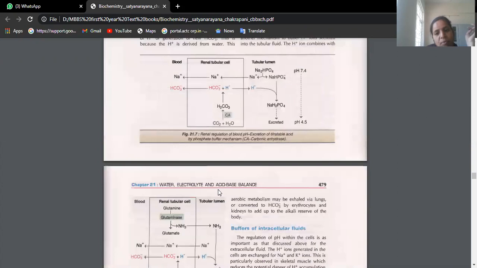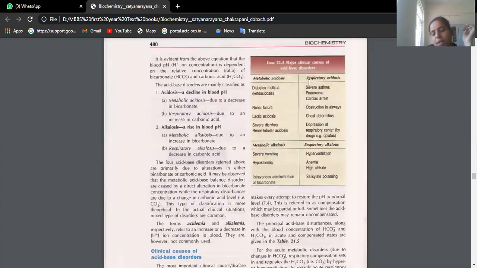I'll show you one flow chart here. See here, respiratory acidosis. What is happening? The acidosis is due to an increase in carbonic acid. Carbon dioxide is not excreted from the lungs. Carbon dioxide is retained in the blood itself. It combines with water and leads to the formation of excessive carbonic acid. If acid is more, you call it acidosis. And if it is due to defective respiratory function, you call it respiratory acidosis.